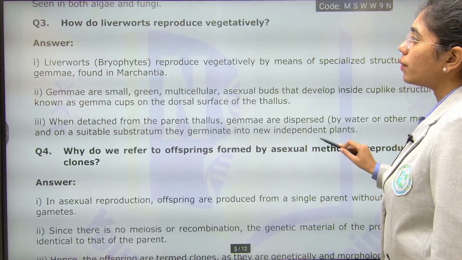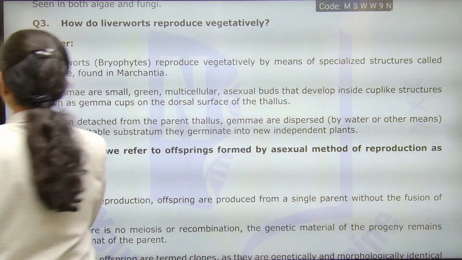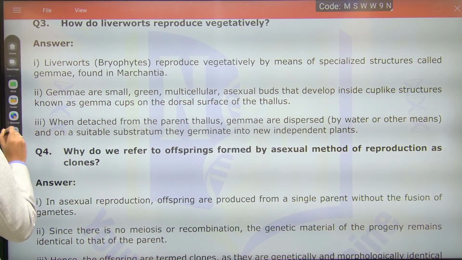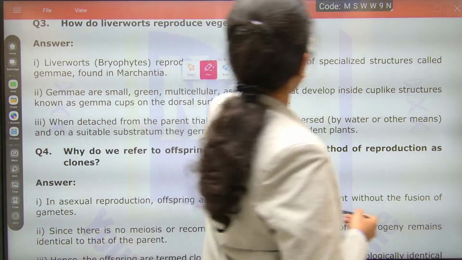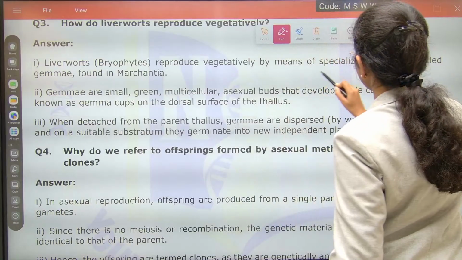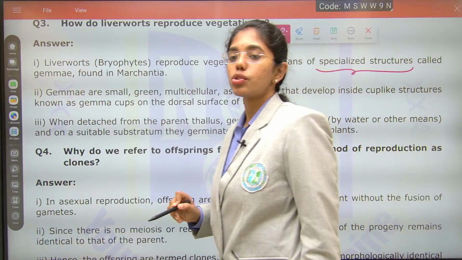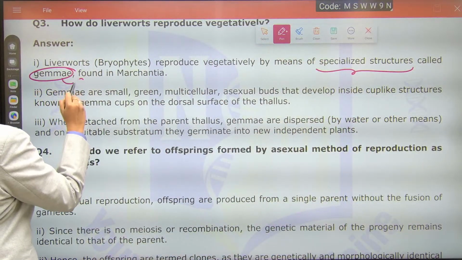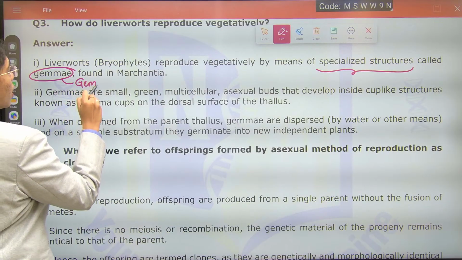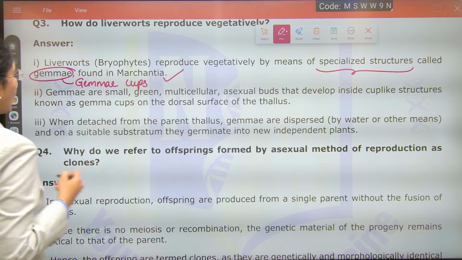And then, how do liverworts reproduce vegetatively? Liverworts, which are primitive bryophytes, reproduce vegetatively by means of specialized structures. Those specialized structures are called gemma. Gemma are formed in gemma cups, which are found in Marchantia.